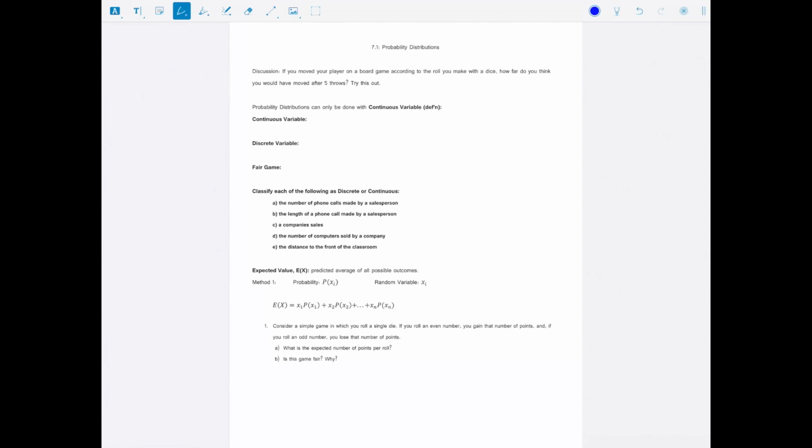Quick discussion here. If you have moved your player on a board game according to the roll you make with the dice, how far do you think you would have moved after 5 throws? So what you might do is grab a die and roll it 5 times and add up the sum and just see how far you go. So how far do you think you would go? Pause the video and think through this possibility.